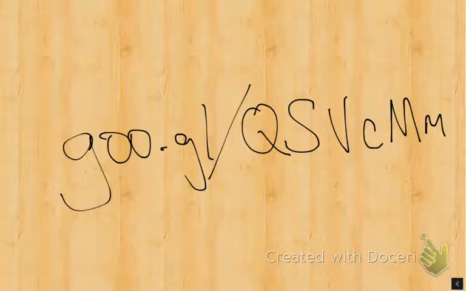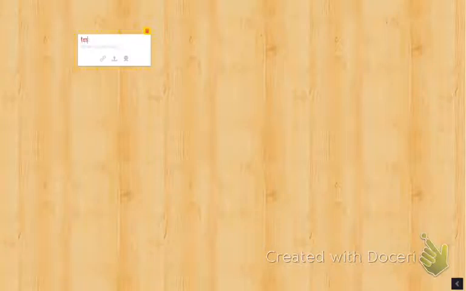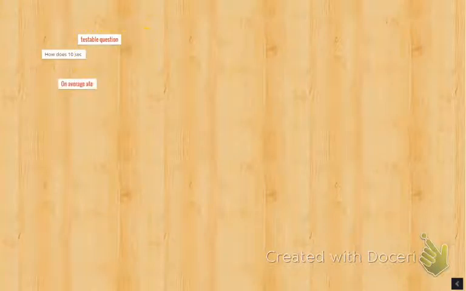So again, all you have to do is double tap wherever you're going to type. Type what you're going to type, push enter, and it will post.